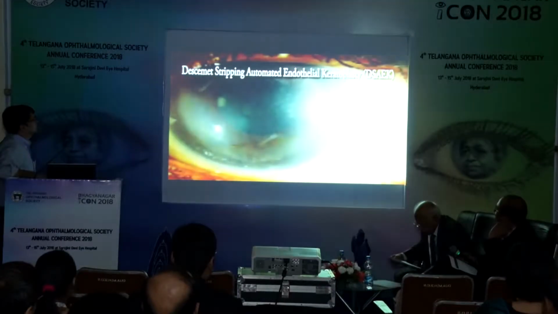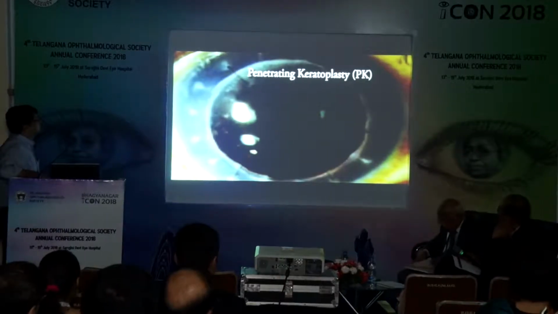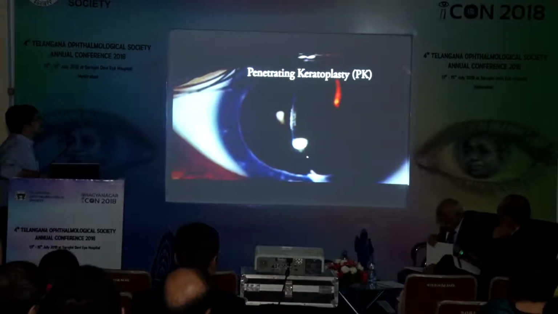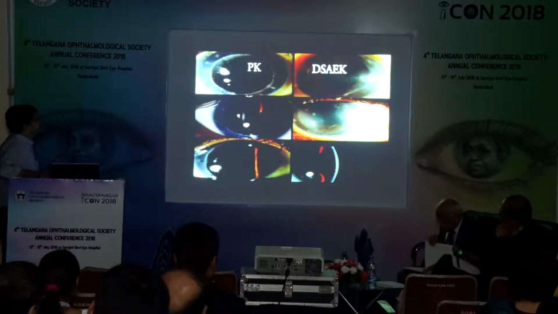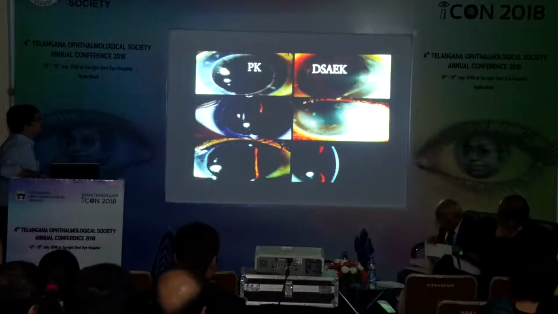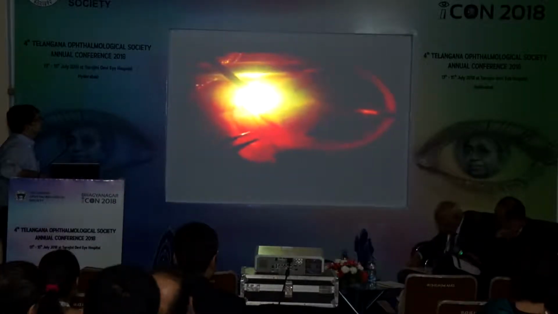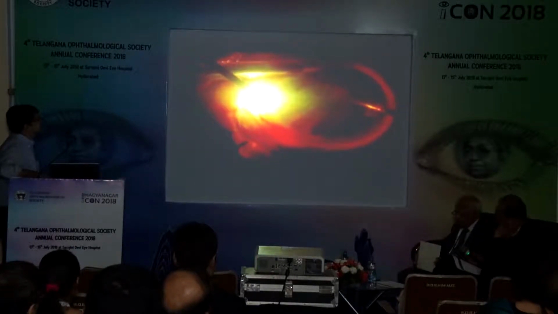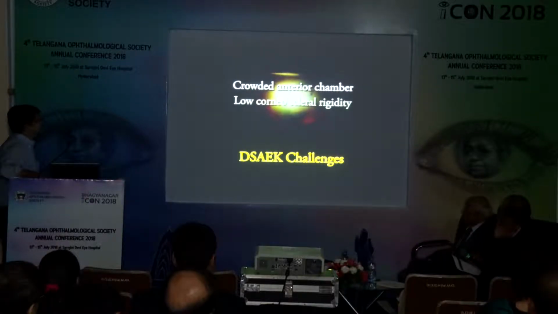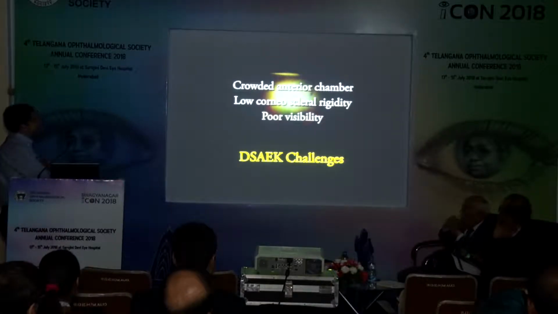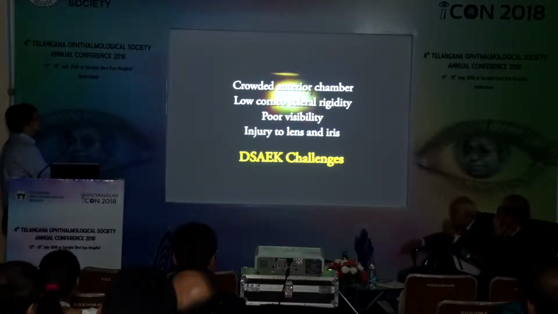In our experience, DSEK has shown promising long-term results even in children with CHED, with better graft-host and refractive stability. Nevertheless, there may be a lack of pristine corneal clarity after DSEK as compared to PK. DSEK in these situations presents its own challenges. The procedure is technically demanding due to a crowded anterior chamber, low corneoscleral rigidity, poor visibility, and risk of inadvertent injury to lens and iris while performing descemetorhexis.